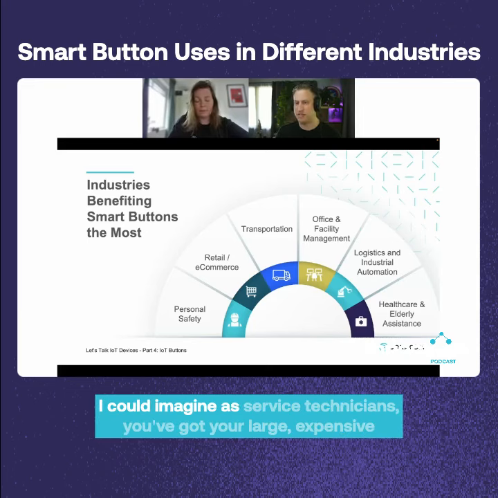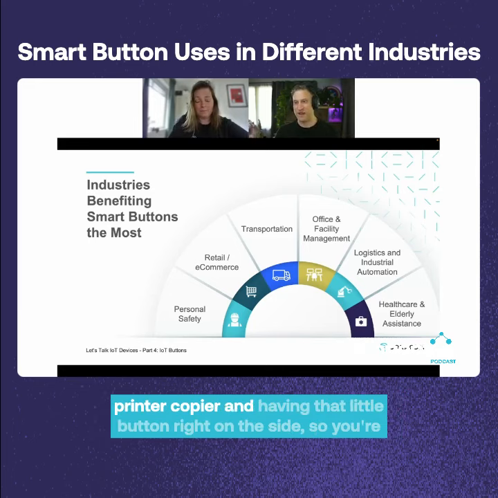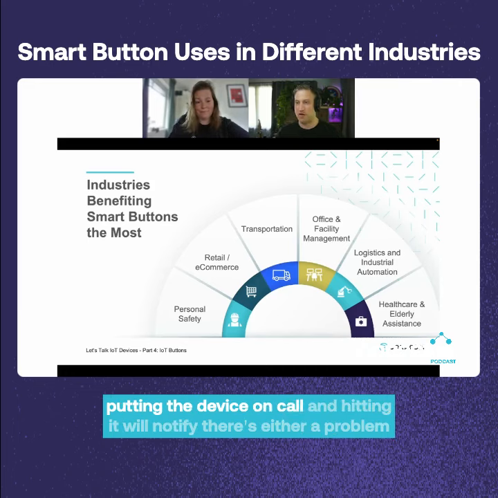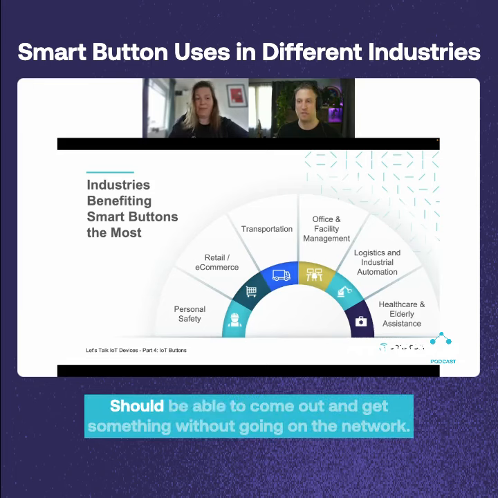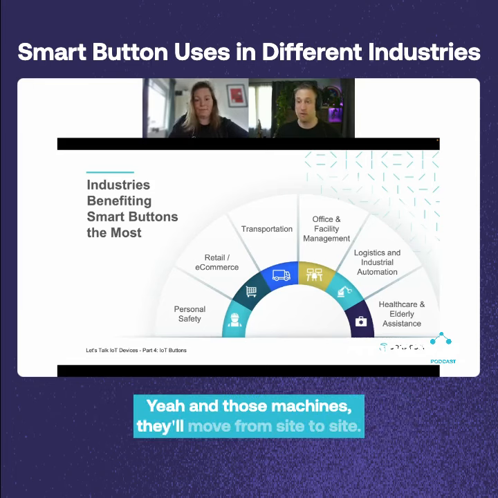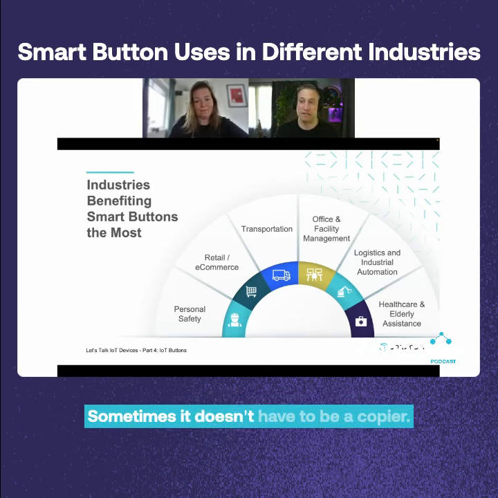I could imagine as service technicians, you've got your large expensive printer copier and having that little button right on the side. So you're putting the device on call and hitting it will notify that there's either a problem or that a service technician should come out and get something without going on the network. Yep. And those machines, they'll move from site to site sometimes. It doesn't have to be a copier.